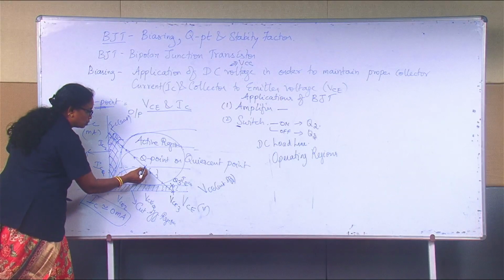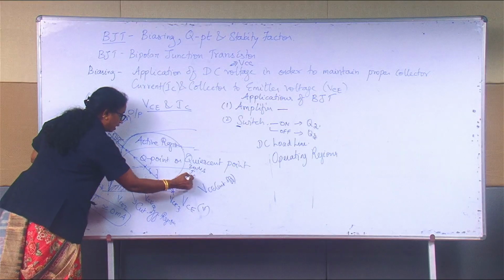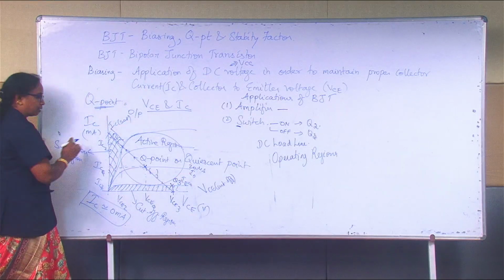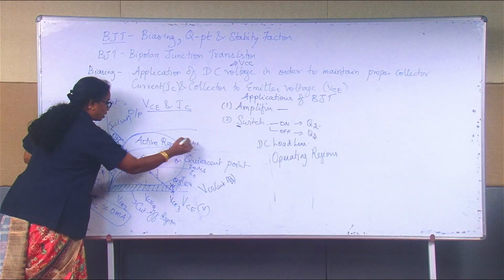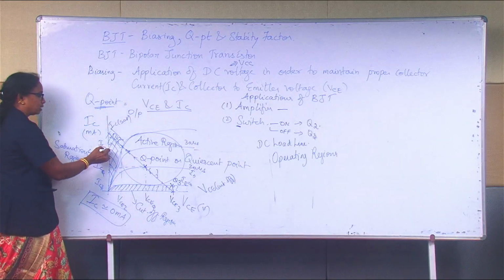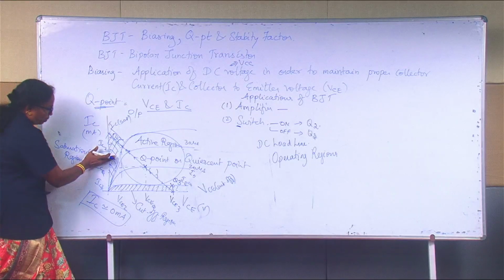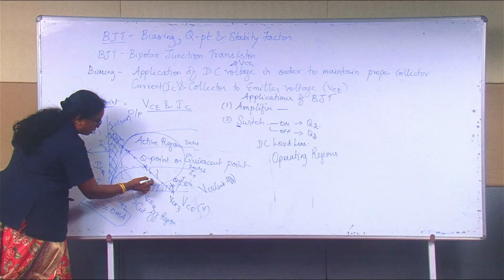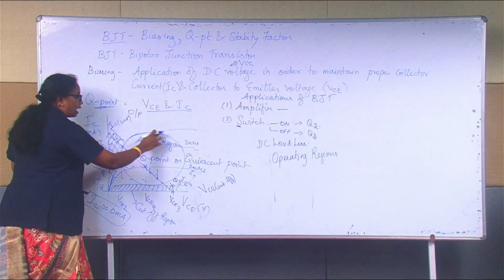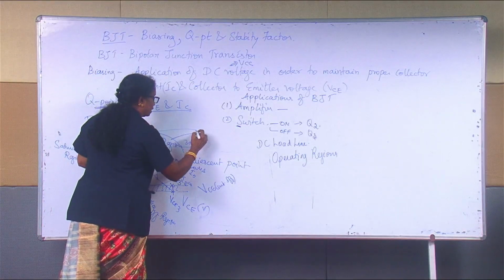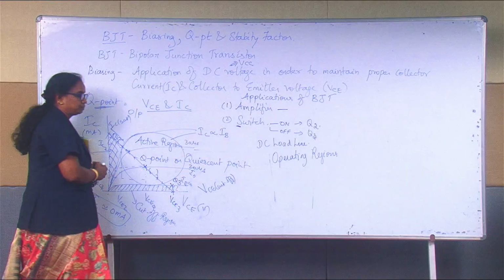If you take this point, say for 20 microamps of base current, I will get this much amount of collector current. If I increase my base current, say to 30 microamps, I get a higher value of collector current, say this much, which is greater than this. If I reduce the base current, somewhere here I will get the collector current. So, in this active region, my collector current will be proportional to the base current.